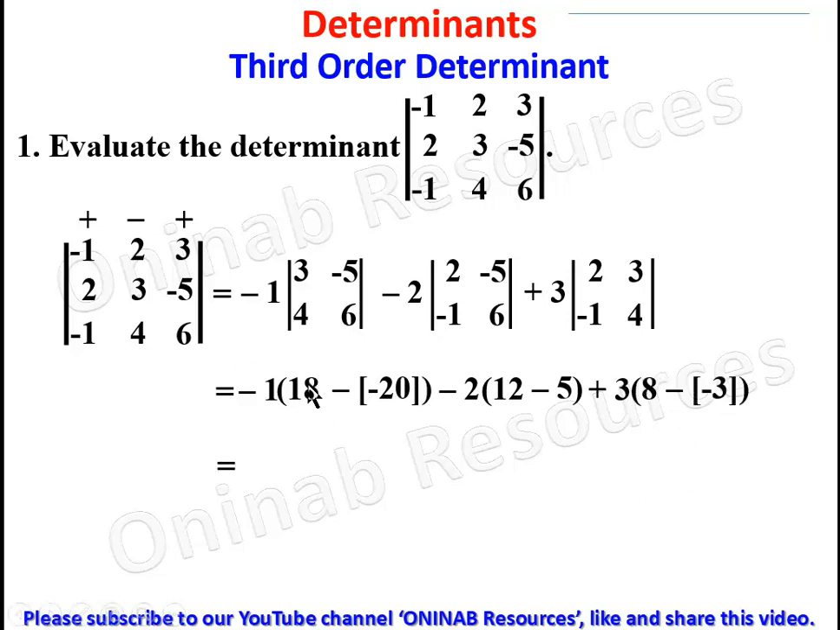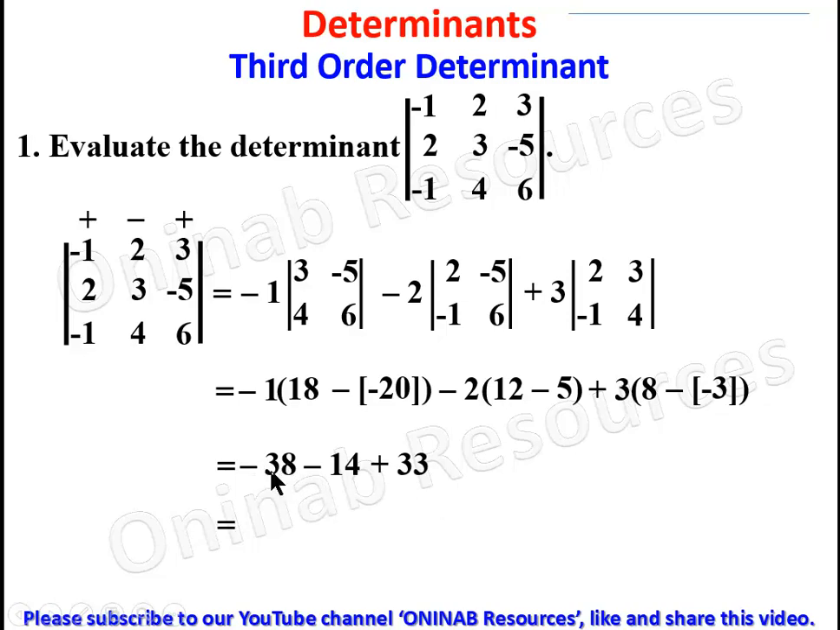We then simplify. This is 18 plus 20. Negative times negative gives positive, so 18 plus 20 giving us 38. Multiplied by -1 gives -38. 12 minus 5 gives 7. 7 times -2 gives -14. So that's going to give us -14. 8 minus -3. Negative gives positive. So 8 plus 3 gives 11. Times 3 gives 33. We have it as +33.